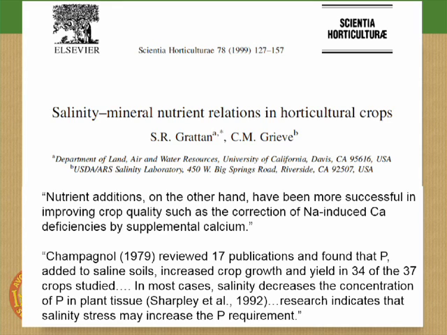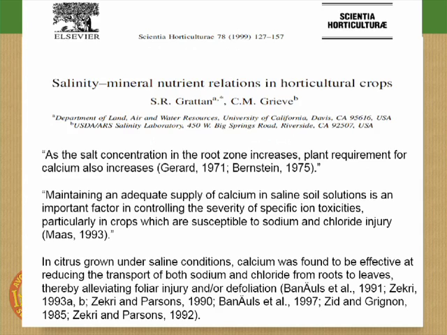And here we find results from one review article. This is a 1990 review. It says, nutrient additions have been more successful, such as correction of Na-induced calcium deficiency. Here, Champagnol reviews 17 publications and finds phosphorus added to saline soils increases crop growth in 34 of 37 plant studies. In most cases, salinity decreases the concentration of P in the plant. P additions may be required with salinity.